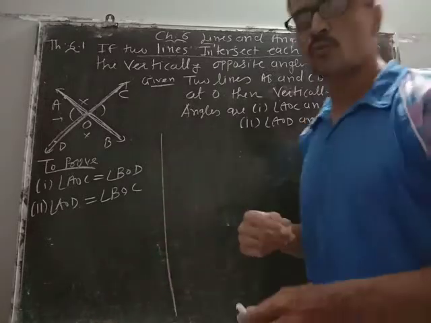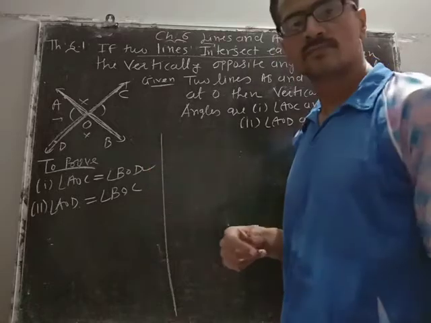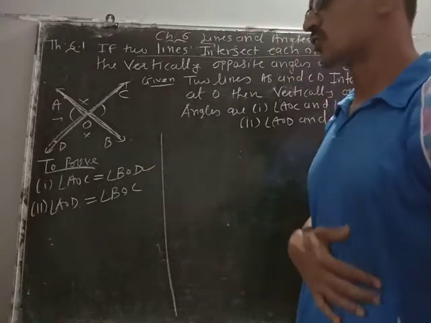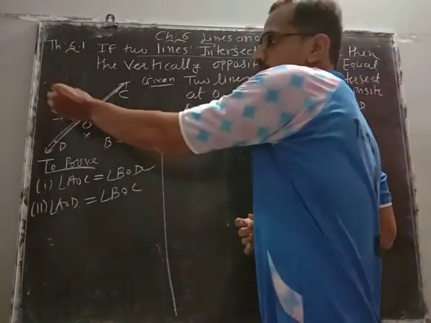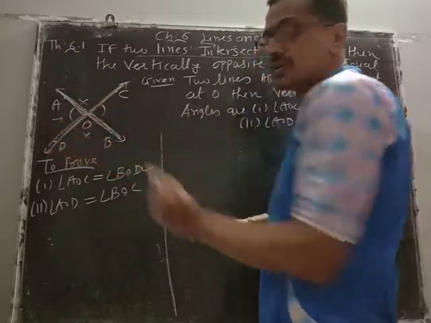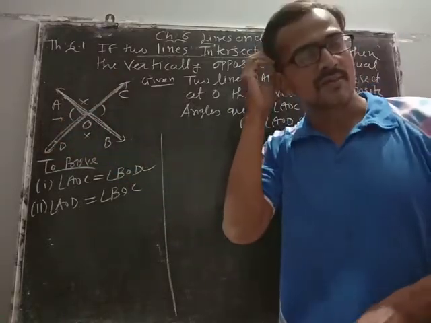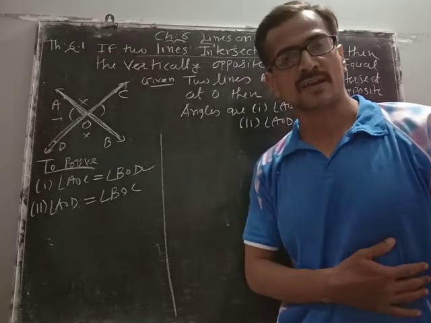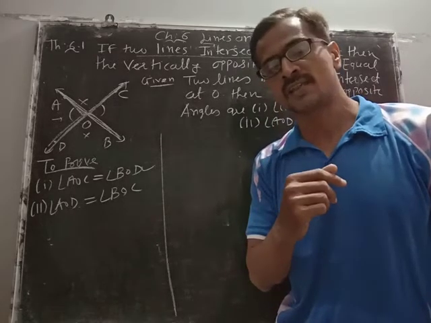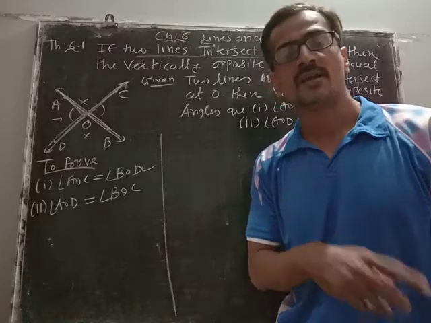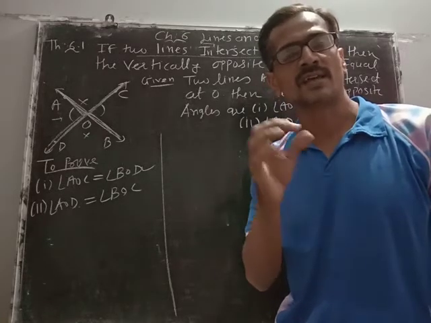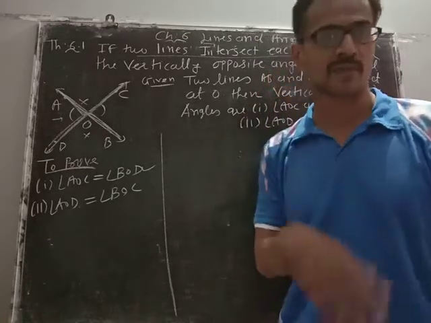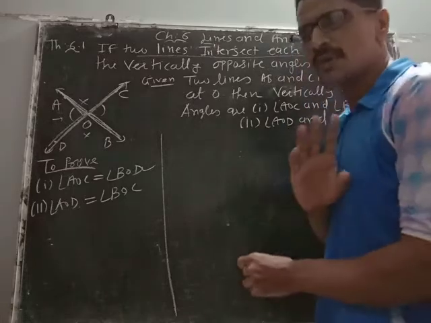So we'll not prove both the results, we'll prove this only. Okay, AOC equal to BOD. See, we know very well that angles formed on a straight line, if two angles form on a straight line, then they are linear pair. If two angles form on a straight line, then they are said to be angles of linear pair. Check it out. Simple, very simple.